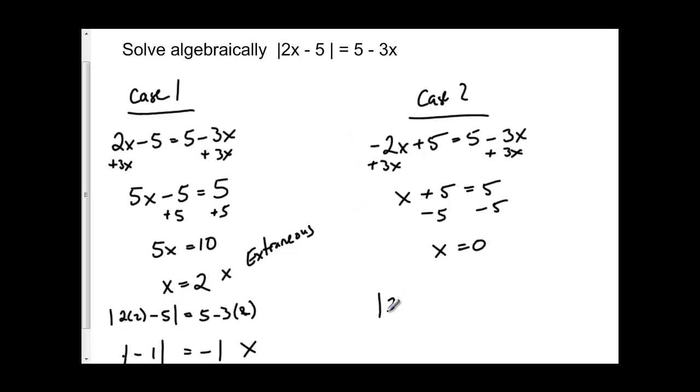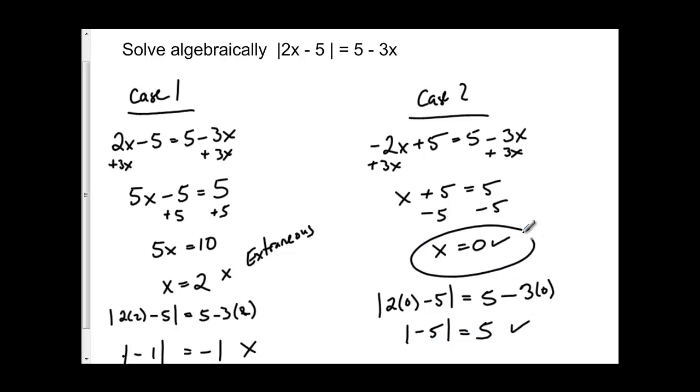If I substitute 0 into my original equation, what I get is 0 minus negative 5, the absolute value of negative 5. 5 minus 0 is just 5. Well, the absolute value of negative 5 is 5, so 0 is a solution to this equation.